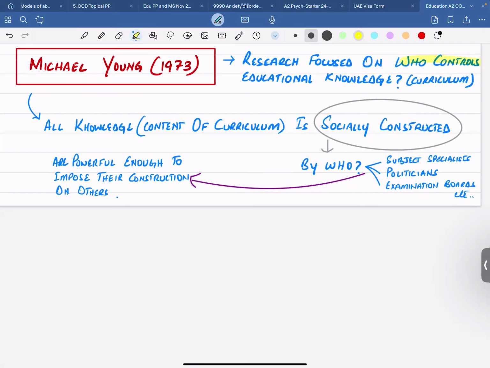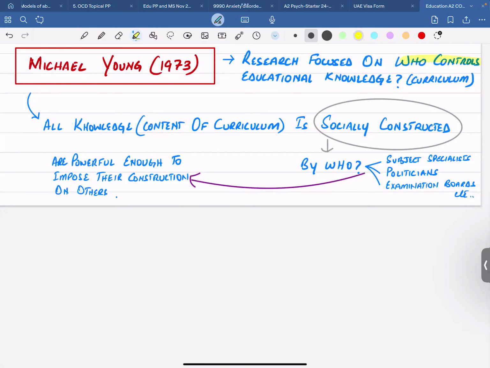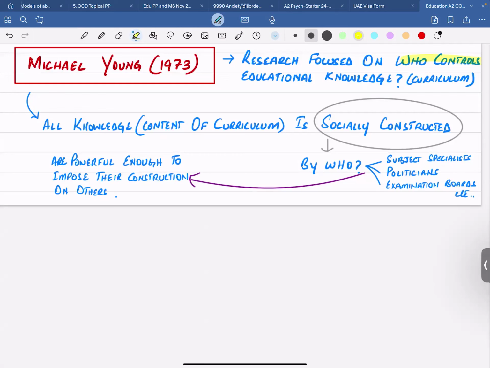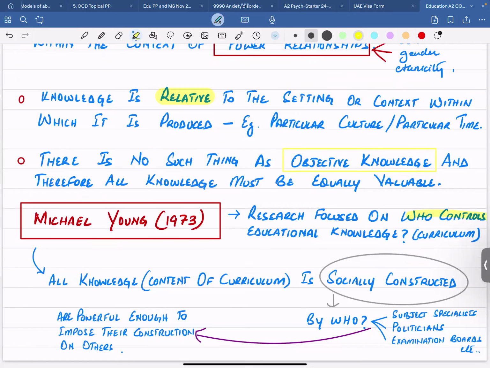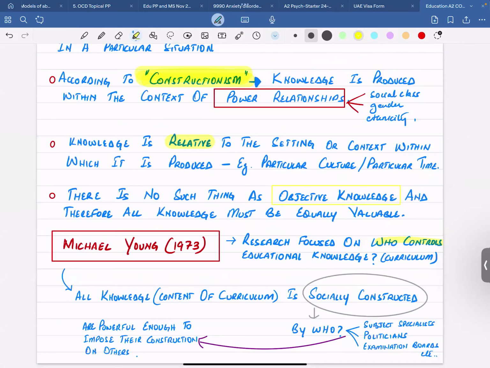Now, as I talk about powerful people, I'm talking about subject specialists, politicians, and examination boards. So Michael Young is the name that every student should have in mind whenever they're preparing for paper 3. When we talk about the topic influence on the curriculum, Michael Young has to be there.